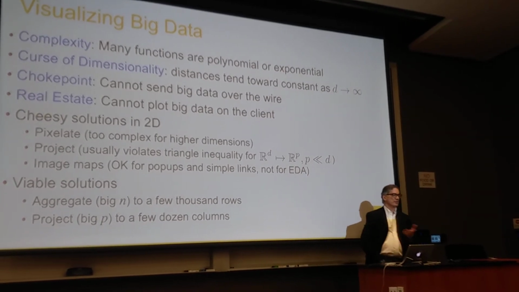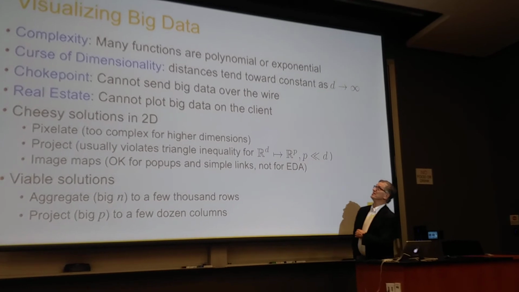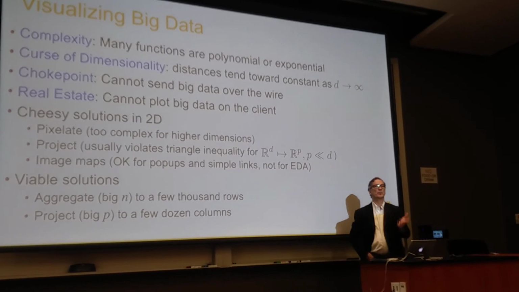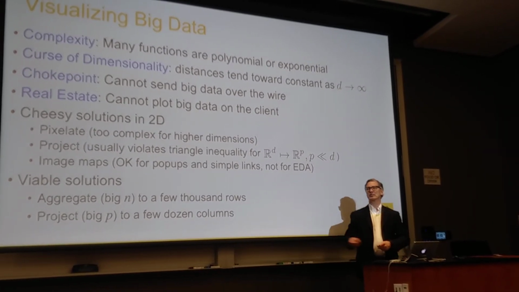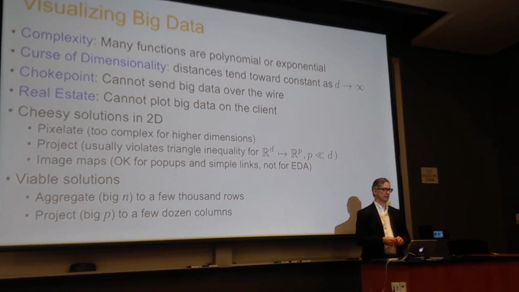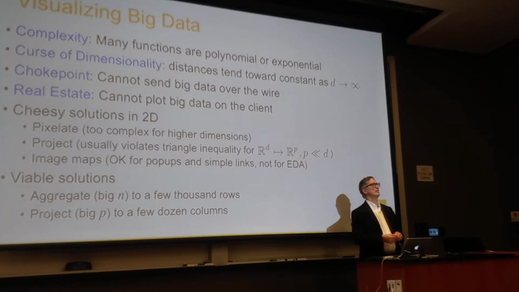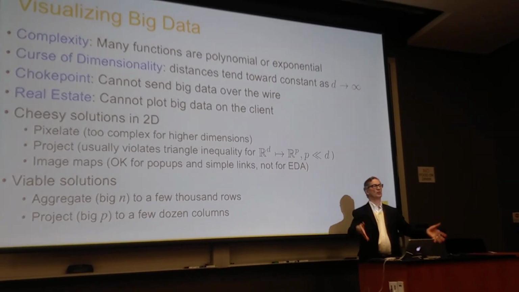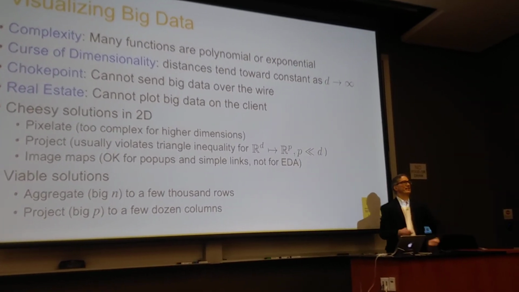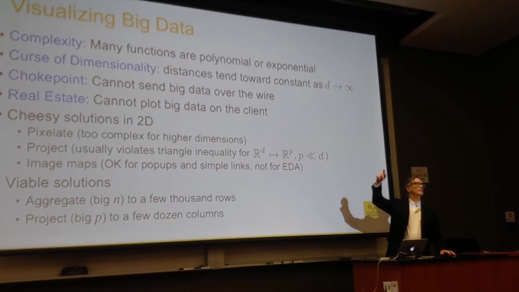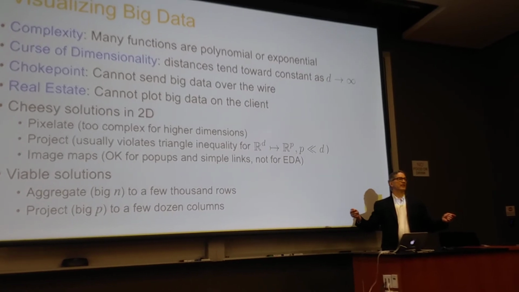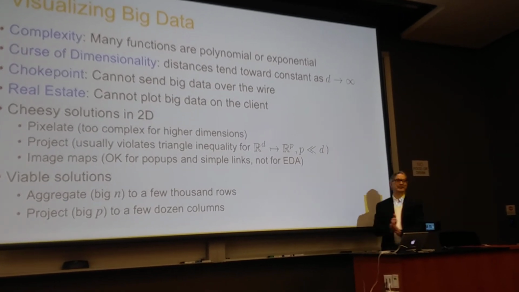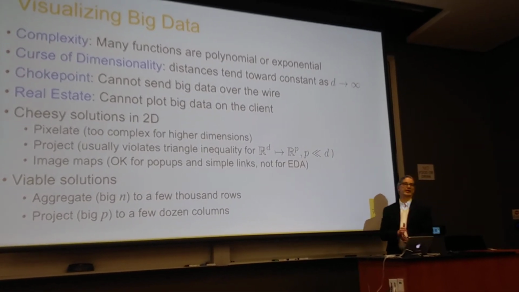Well, the problems we face are, as I say here, complexity, especially in high-dimensional spaces. Many of these functions that we want to use for visualization become polynomial or exponential, and they become simply impractical. The curse of dimensionality refers to the fact that if you put things on the unit square, cube, hypercube, and then let d, the number of dimensions, continually increase, the distances between any 2 points tend toward a constant. And that makes things very difficult when you get into thousands or many thousands of dimensions.